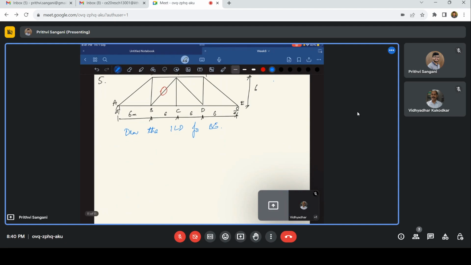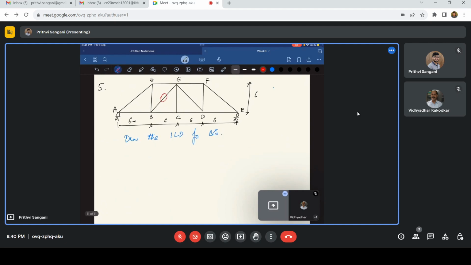So in the first instance, I'll keep drawing here itself. When the load is at A, obviously there is no force in BG because the complete load is taken by the support. Let me just draw BG something like this. When the load is at A, the force in BG, in fact the force in all the members, is zero. Okay, this is not actually zero; I just want to mention that.